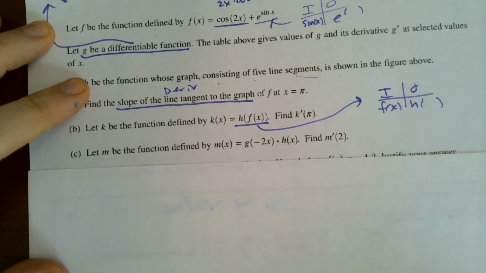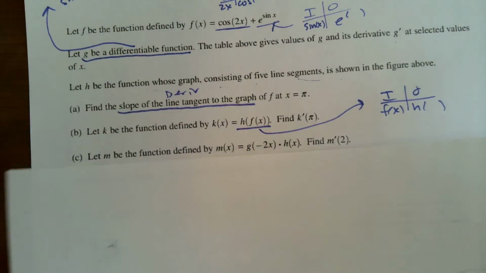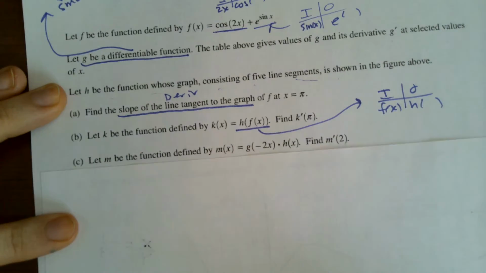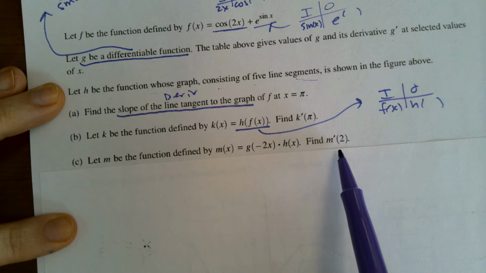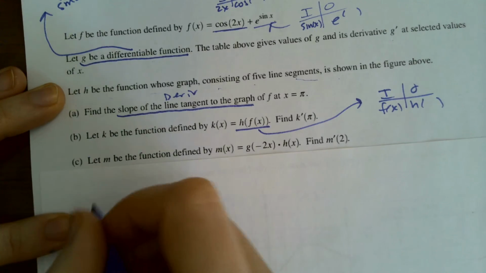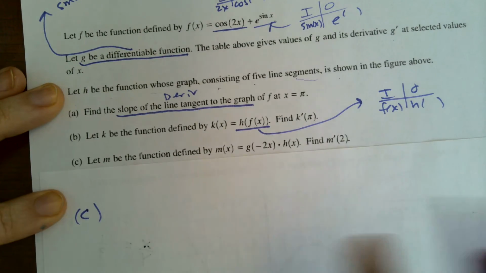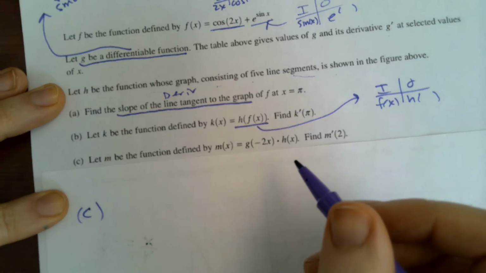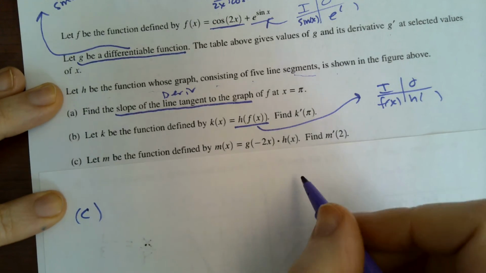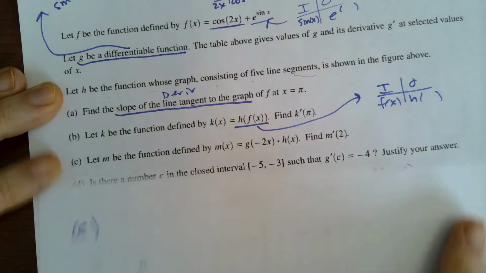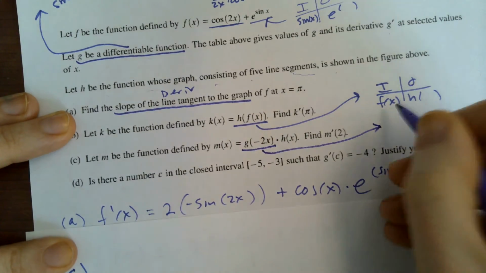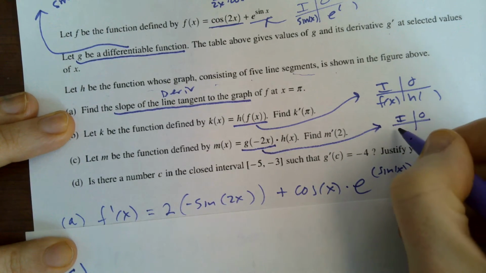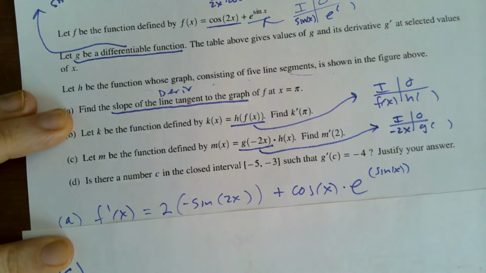Okay, now for C. All right, so here is C. Let m be the function defined by this. Find m prime of 2. All right, so this is part C. So, all right, so this is also a chain rule situation. So maybe like right here, I'll just say like off to the side, in, out. So negative 2x and then g of blank.